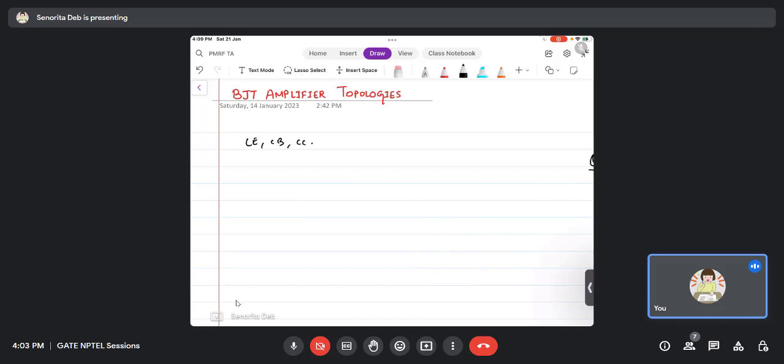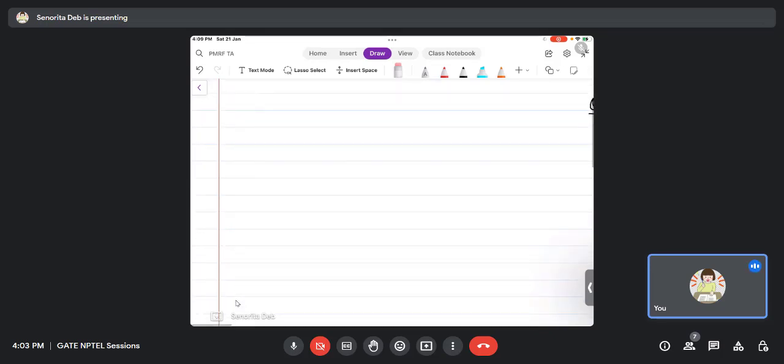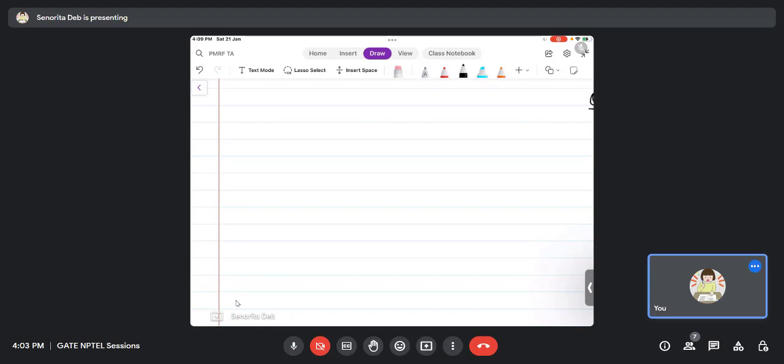So I think we will be able to finish the common emitter topology today. Okay, and then common base, common collector, we will see if we can do it today, otherwise in the next class again we can do it. Okay, so what defined the three topologies, common emitter, common base and common collector? Let's see that.